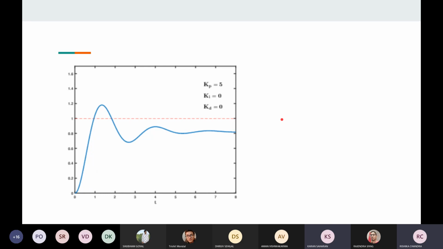Okay, got this? Ma'am, what is the blue color denoting? Is it the output? Blue color is the process variable, that YT thing. Okay, the real output. Yeah.